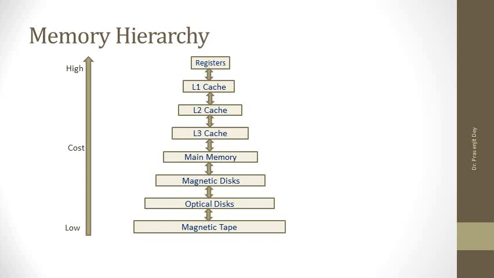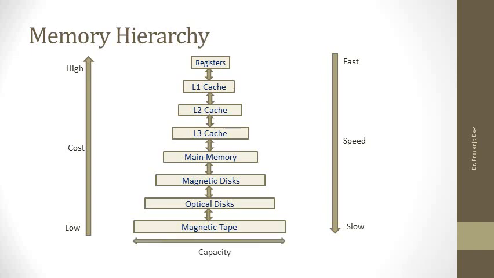Similarly, if you look from the top to bottom, you can see that the CPU register access time is minimum, whereas the magnetic tape has a huge access time. So that is why CPU register is faster, and as you go from the top to bottom, the access time keeps on increasing, and the magnetic tape access time is the maximum.